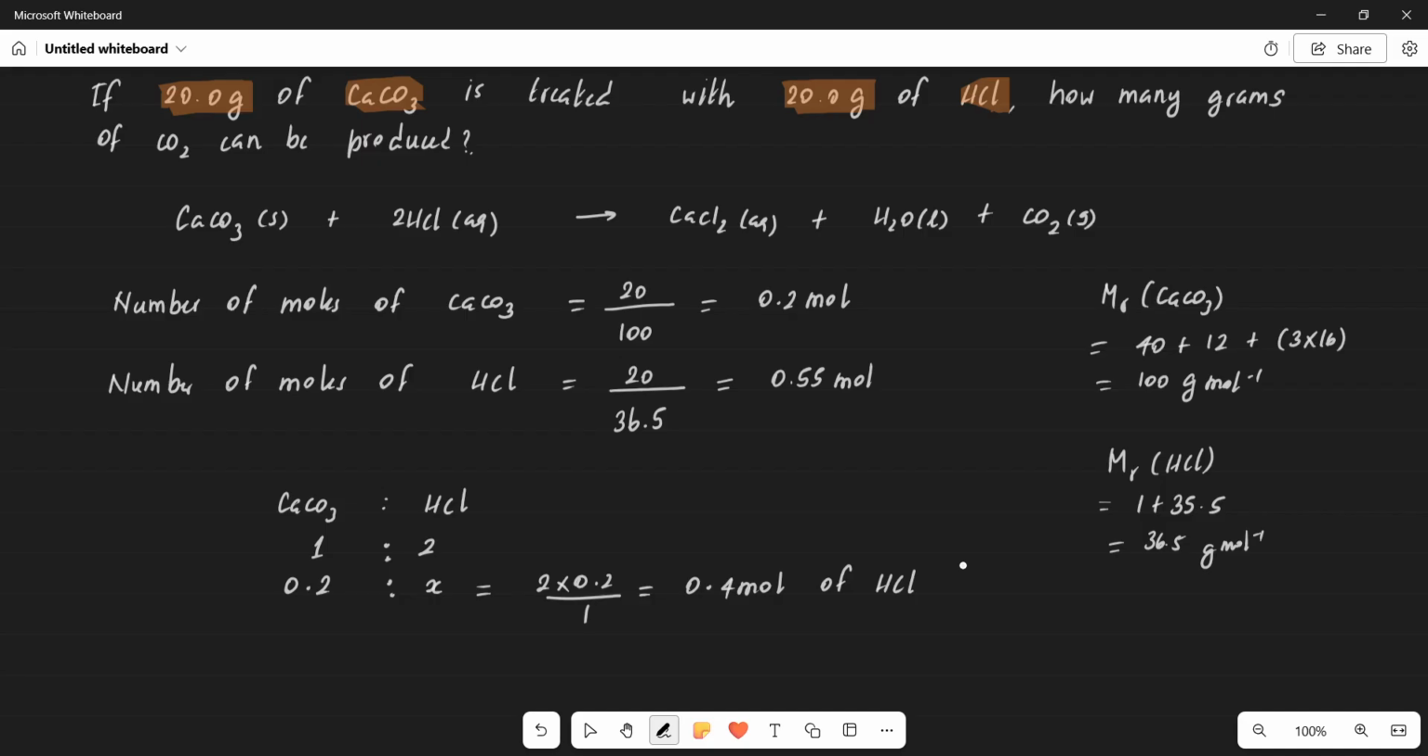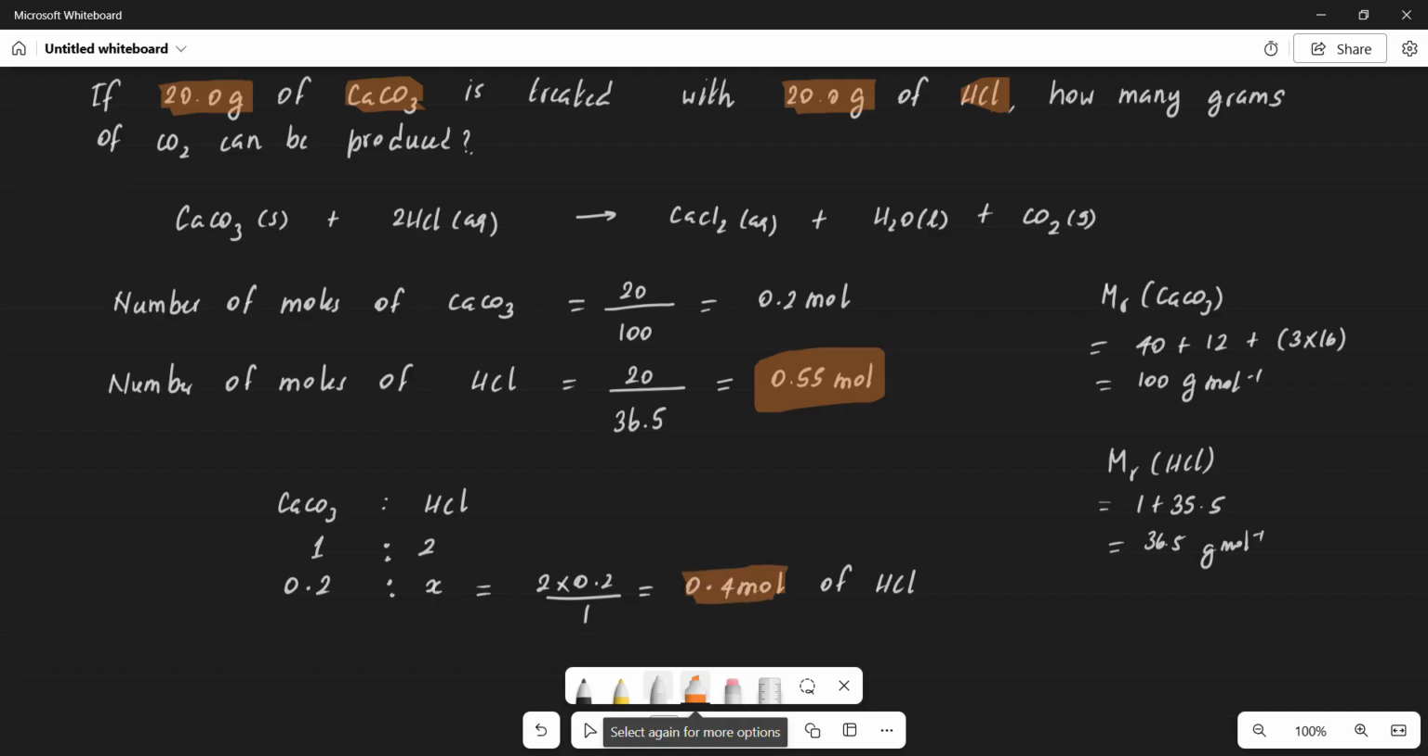So how much HCl am I having? I am having 0.55 moles of HCl out of 20 grams. But I need only 0.4. So HCl is in excess because it is available in more. This is the available number of moles, and this is what is required for 0.2 moles of calcium carbonate. So this is in greater quantity when I compare it to the required.